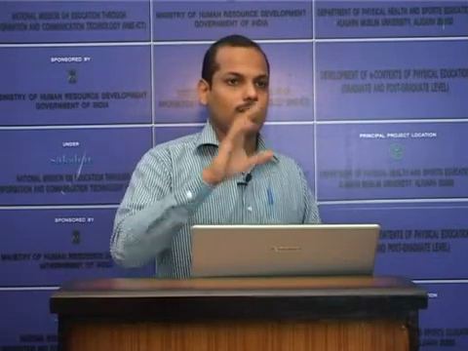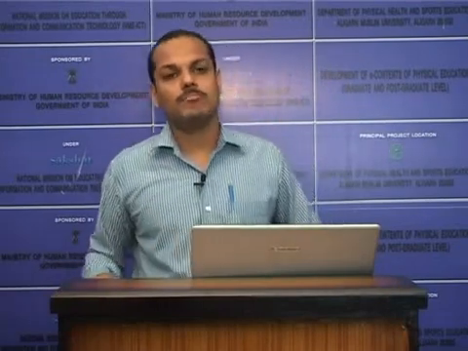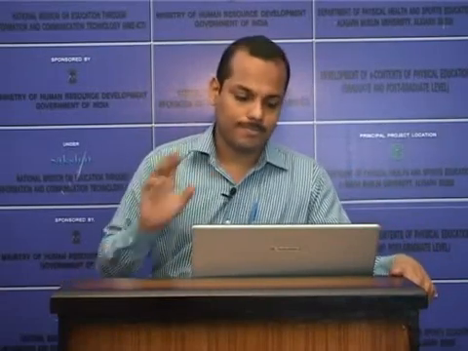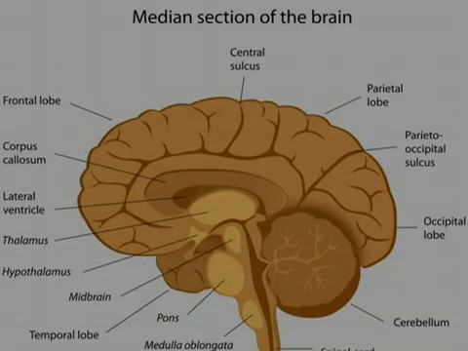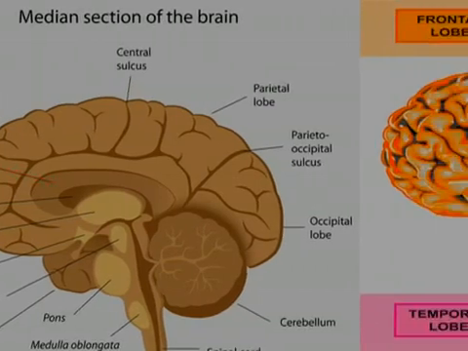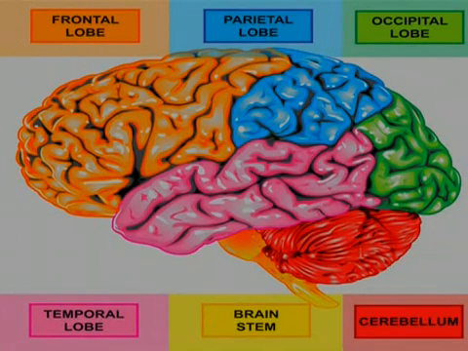So the brain has three parts: cerebrum, cerebellum, and the brainstem. The brainstem is again divided into midbrain, pons, and medulla. Now the cerebrum. Cerebrum is divided into two hemispheres, and the two hemispheres are connected by a tissue called the corpus callosum. Then the cerebrum has three poles: a frontal pole, a temporal pole, and an occipital pole.